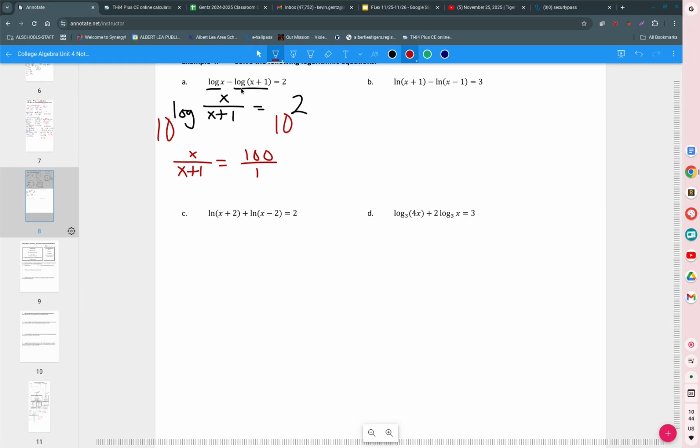Now we're back to a basic equation to solve. If I have a fraction equal to a fraction, you can cross multiply. And I get x is equal to 100x plus 100. I subtract the 100x and I get negative 99x is equal to 100. I divide by negative 99, I get x is equal to negative 100 over 99. Which is absolutely incorrect. This is no solution.